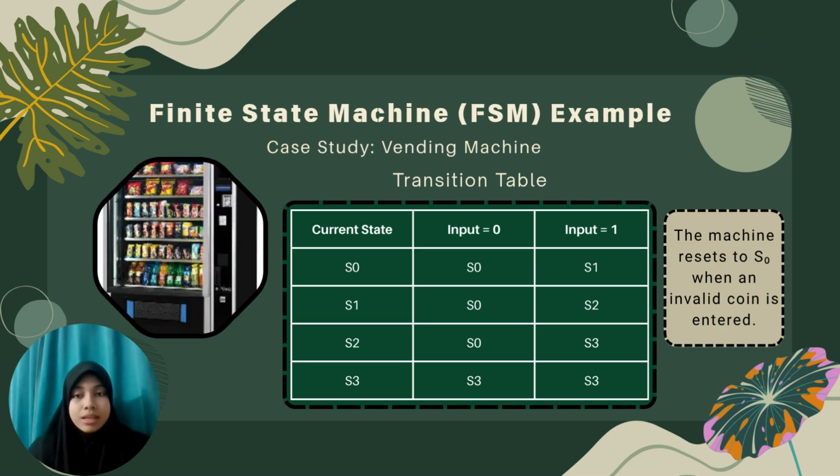As you can see, if an invalid coin is inserted at any time, we go back to S0. When we reach S3, the machine dispenses the drink and remains in that state.